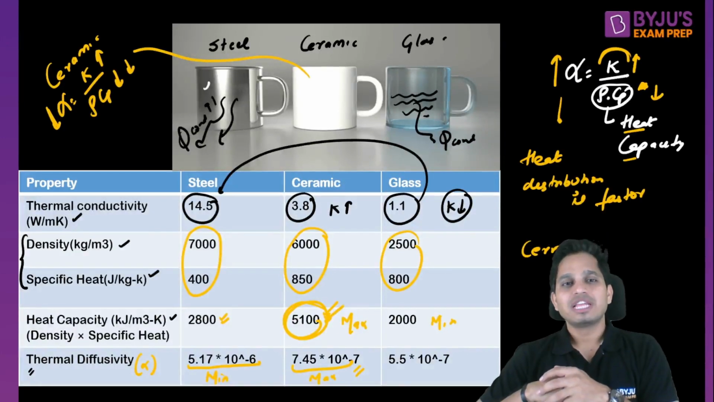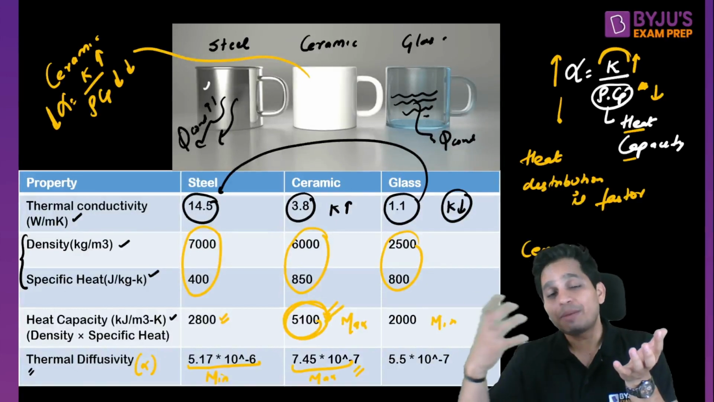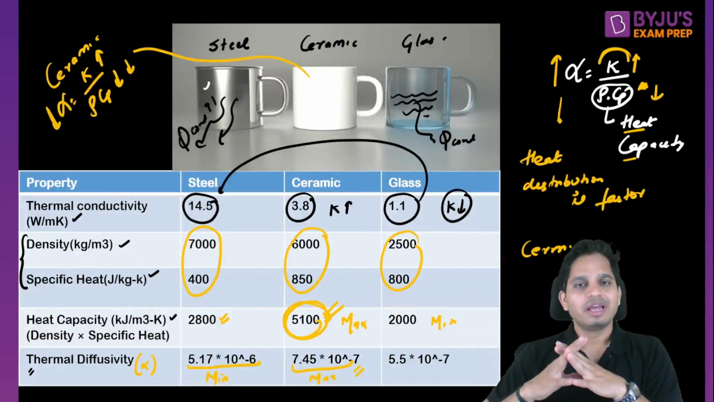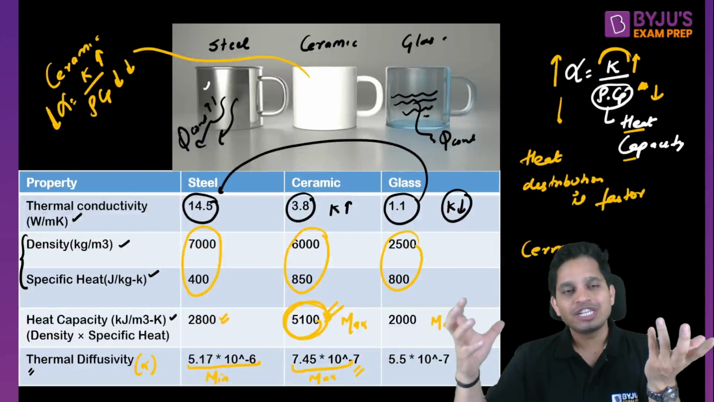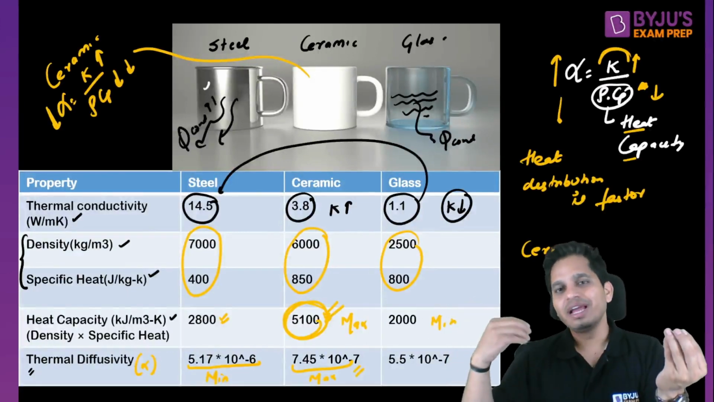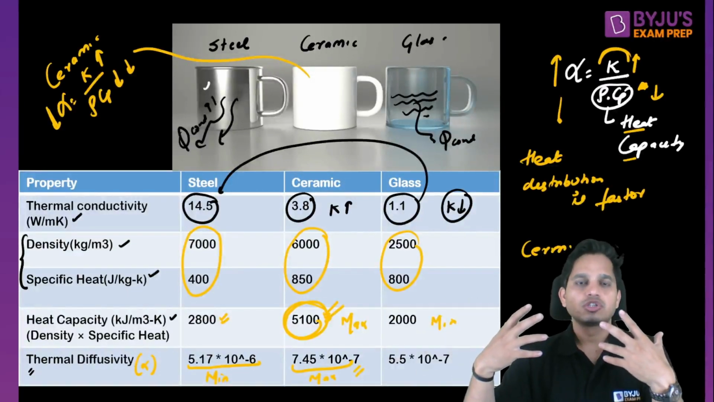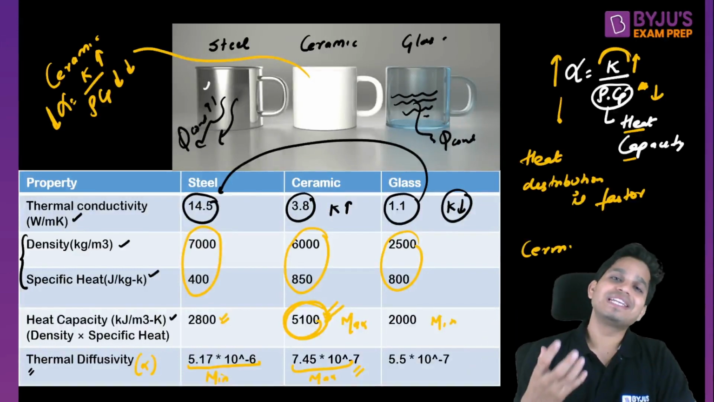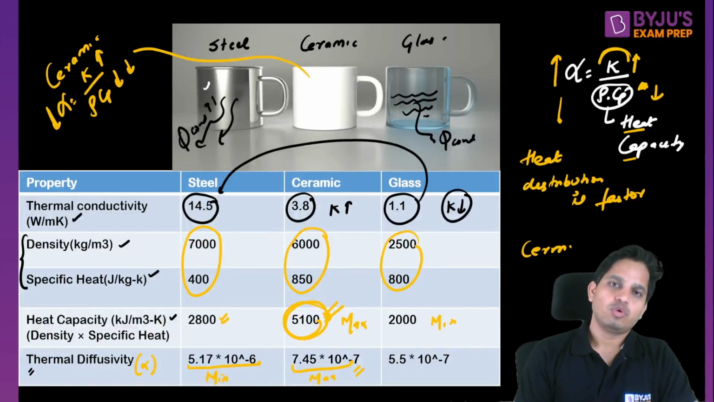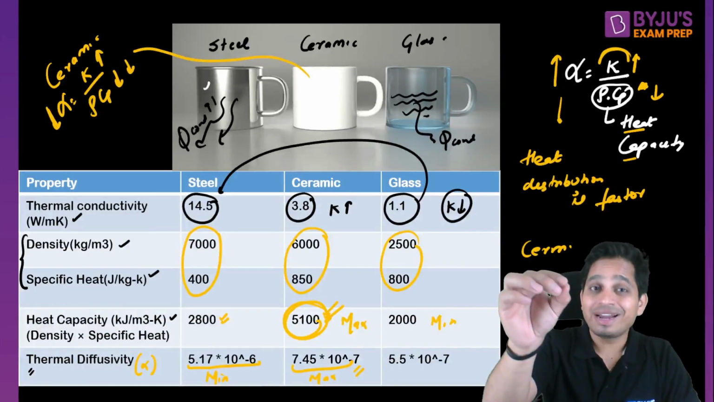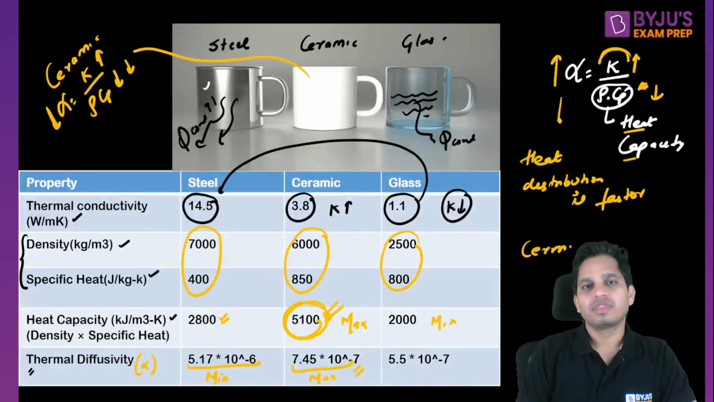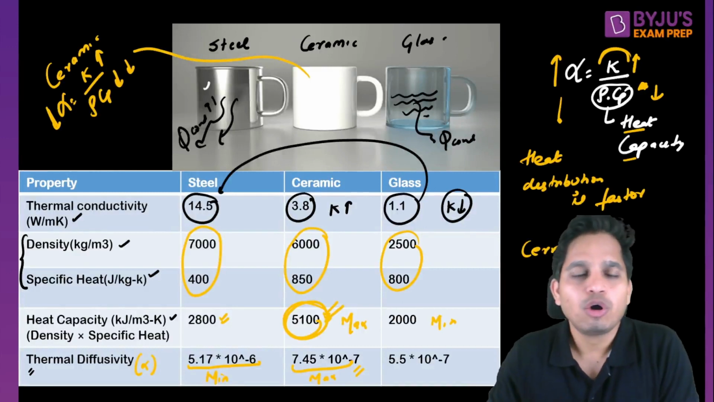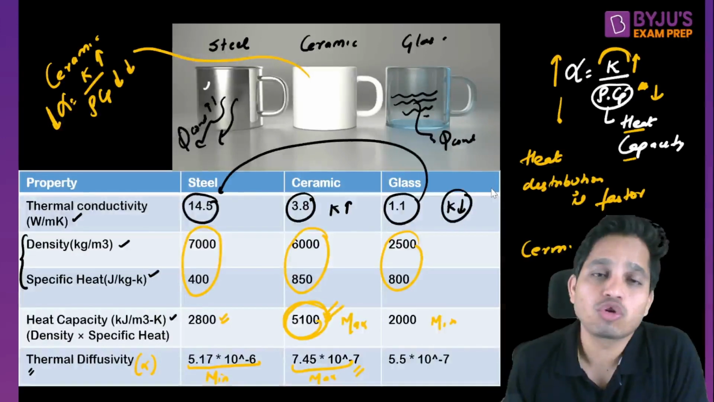So I hope the concept is clear, because a lot of people remain confused about the physical difference between thermal conductivity and thermal diffusivity. You have to understand that thermal diffusivity also plays a role in heat transfer. The combination of thermal conductivity and heat capacity will define thermal diffusivity. I hope this concept is crystal clear.